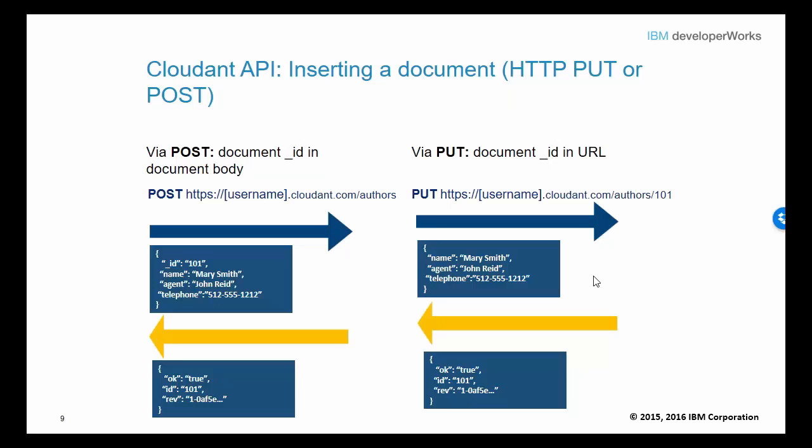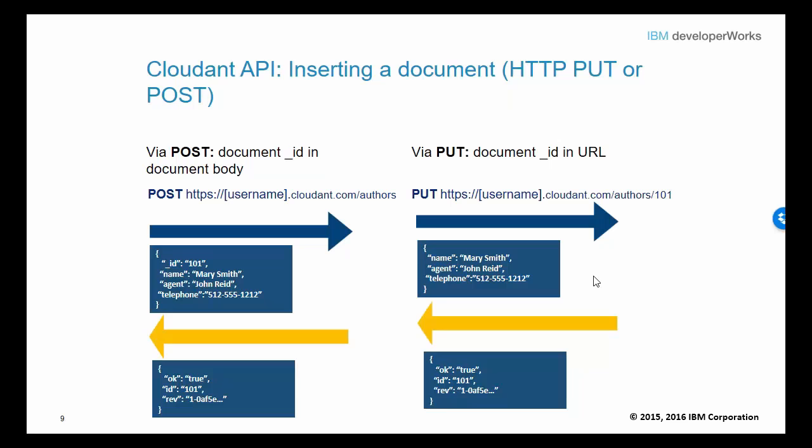So let's look at a post first. We would do a post including the document that we wanted to insert. And there's our ID and some other fields that we created for a document. And when we execute this, we would get an indication that everything was okay. And we also get the first revision number, the first generated revision number. And as you can see, it's prefixed by a 1 because this is the first time that this document has been written to the database.